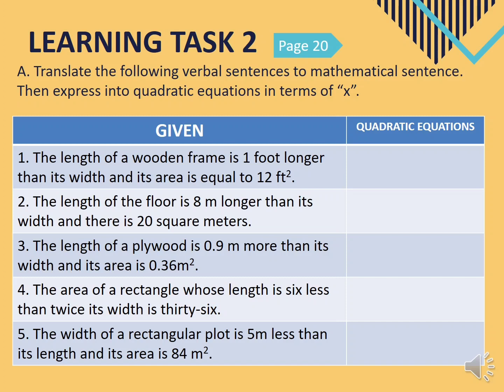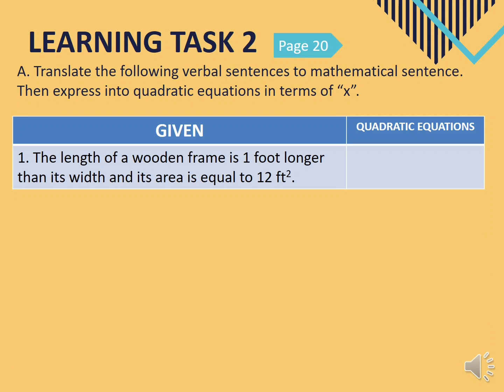Ready? For number 1, the length of a wooden frame is 1 foot longer than its width, and its area is equal to 12 feet square. Now, I'm going to show you how are we going to rewrite it into mathematical sentence. First, of course, we need to have our representation. Since it is given that the length of a wooden frame is 1 foot longer than its width, ang length daw ay 1 foot longer, mas mahaba ng 1 foot sa kanyang width. And its area is equal to 12 feet square.